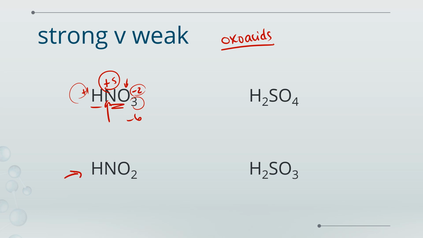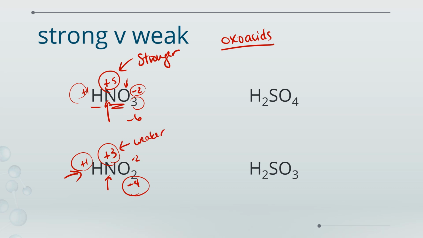Let's look at the same thing in nitrous acid. I've got a -2 for the oxygen times 2 is -4. We still have a +1 for the hydrogen. +1, -4. What does the nitrogen have to be to balance out this molecule? Well, now it's going to be a +3. The more positive the oxidation state, the stronger the acid. The closer to 0, the lower that oxidation state, the weaker the acid.